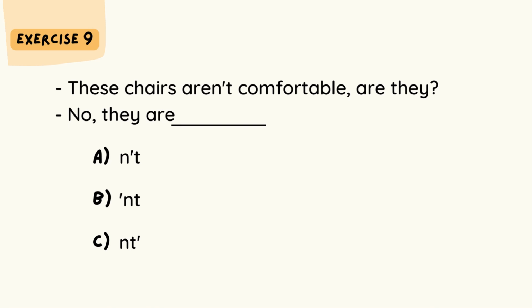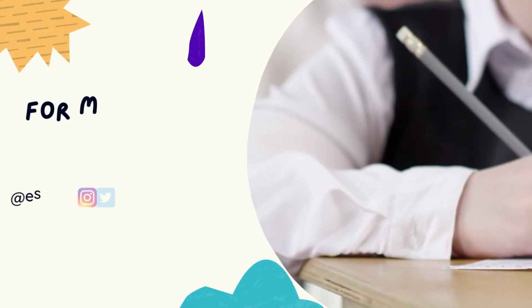Exercise 9. These chairs aren't comfortable, are they? No, they A, aren't. B, aren't. C, aren't. A, aren't.